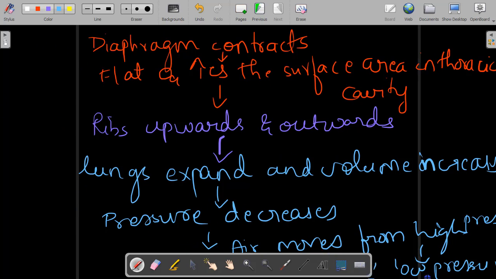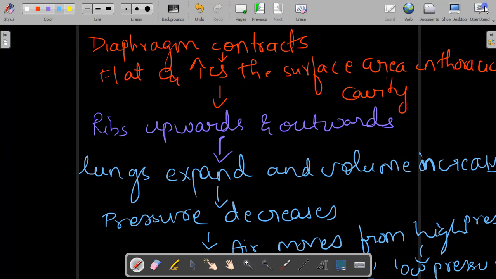So these are the important steps you have to remember. Diaphragm contracts, becomes flat, ribs move upwards and outwards, lungs expand, volume increases, pressure decreases. And since air always moves from high pressure to low pressure, the atmospheric pressure is high and the pressure inside the lungs is less, hence we inhale air.